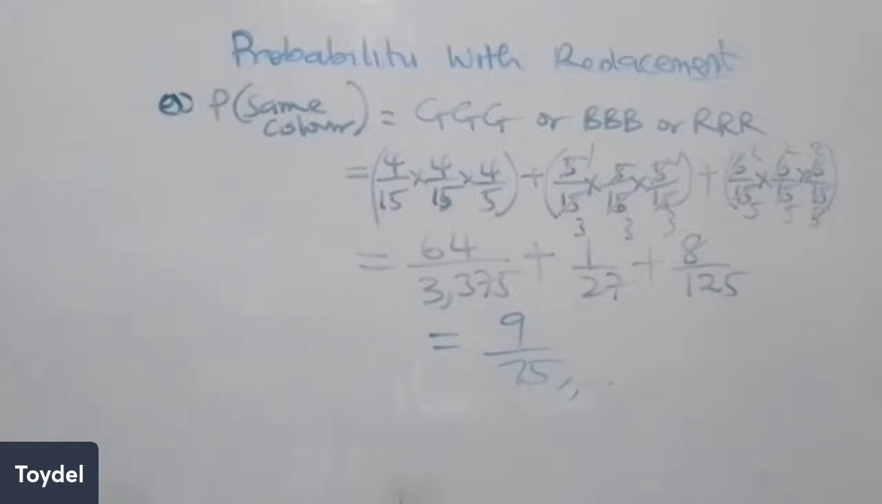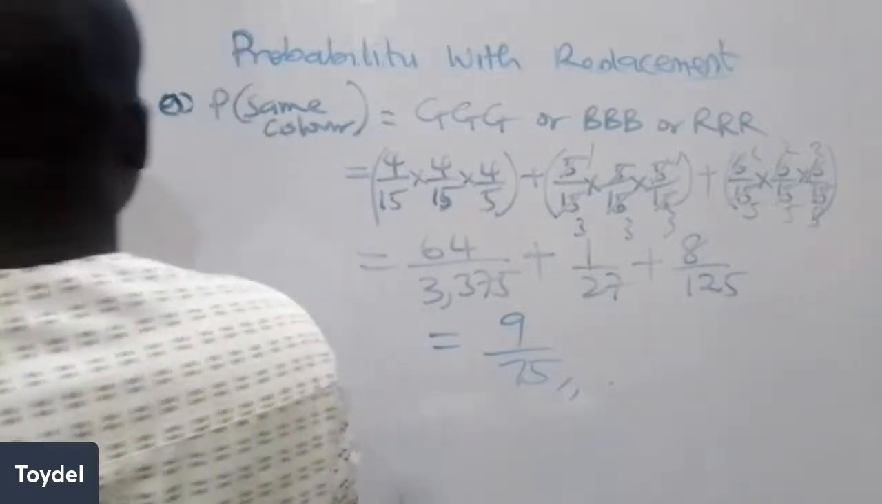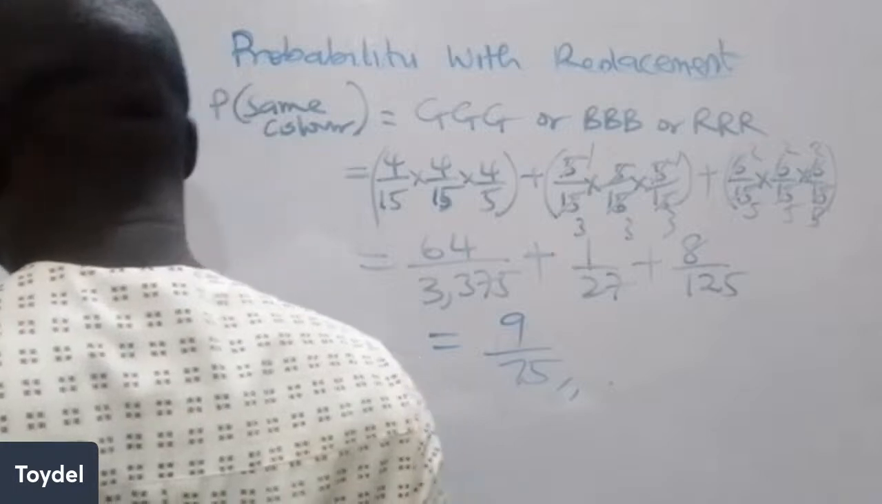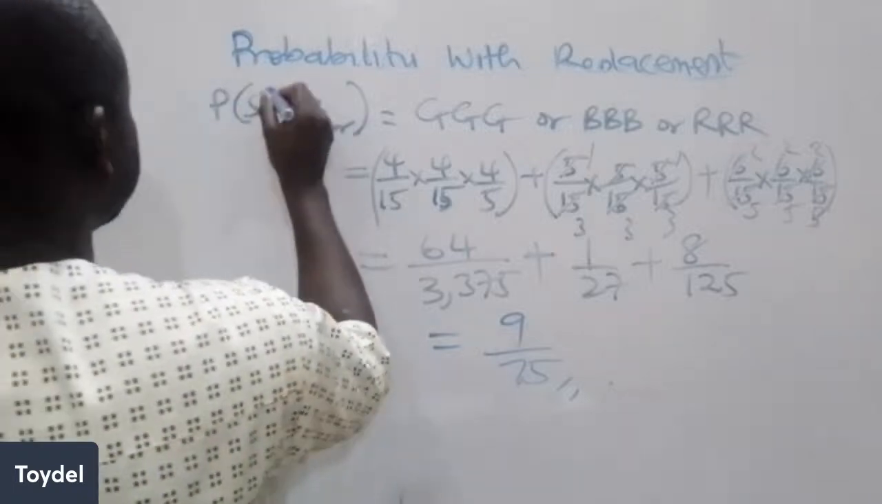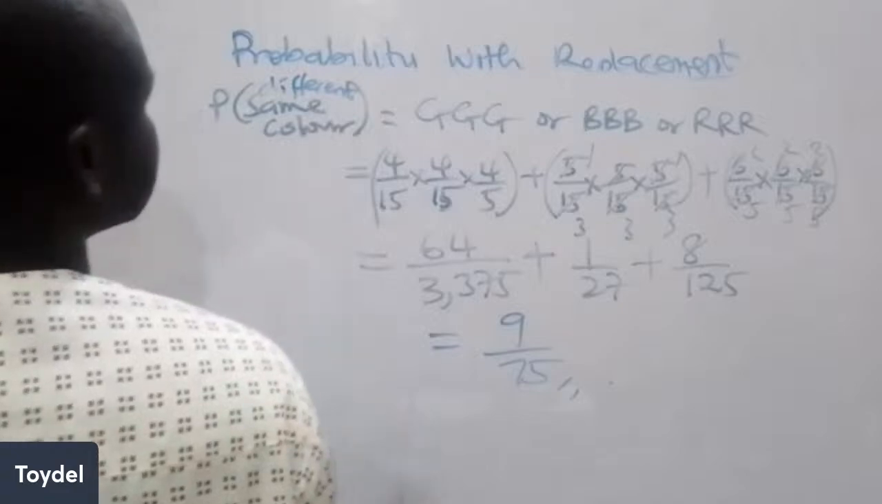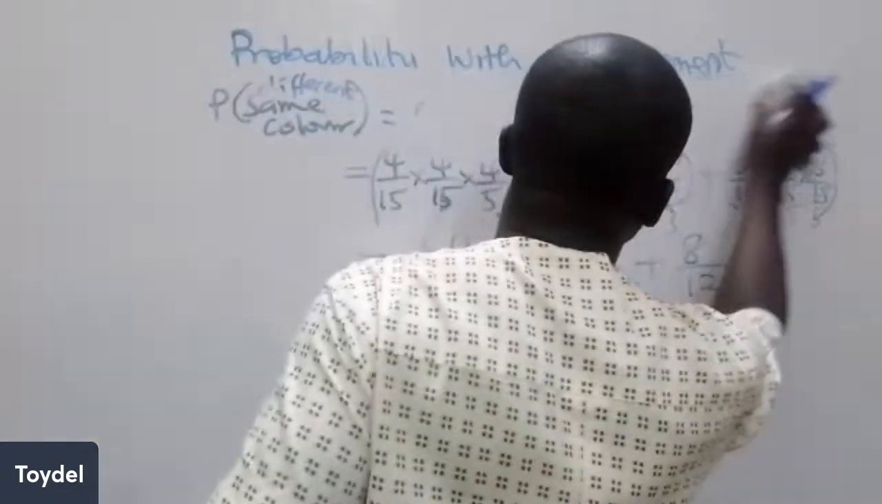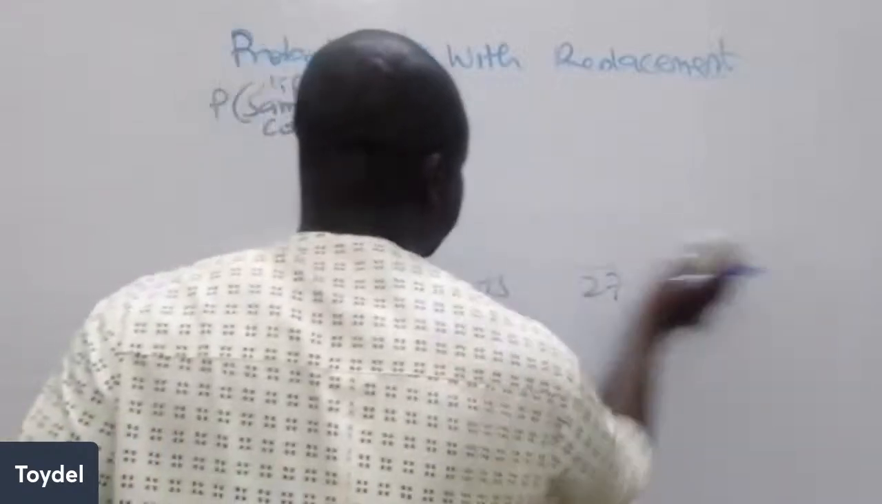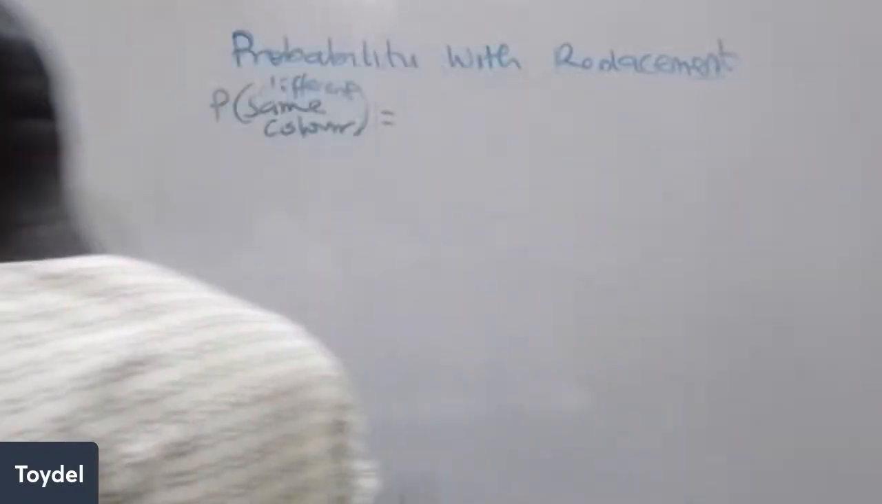Then if they are of different colors, what is the implication? The next question now, which is the last question, is what is the probability of taking the 3 balls if they are of different color? If they are of different colors, then probability has to do with the arrangement. We have to arrange it.